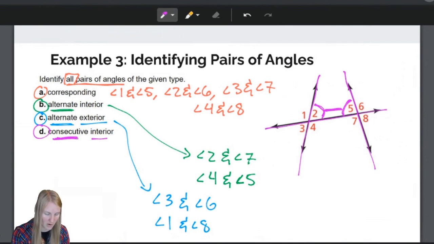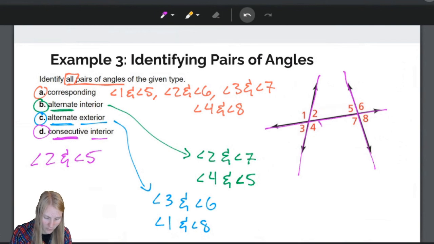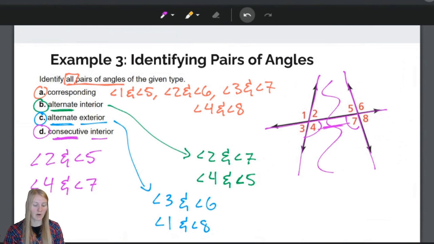So, angle 2 and angle 5 are on the same side of the transversal, and they're both in between the two lines. And angle 4 and angle 7 are on the same side of the transversal, and they're in between the two lines. Okay, and those are all of the angles on the interior: 2, 5, 4, and 7. So there are no more consecutive interior angles.